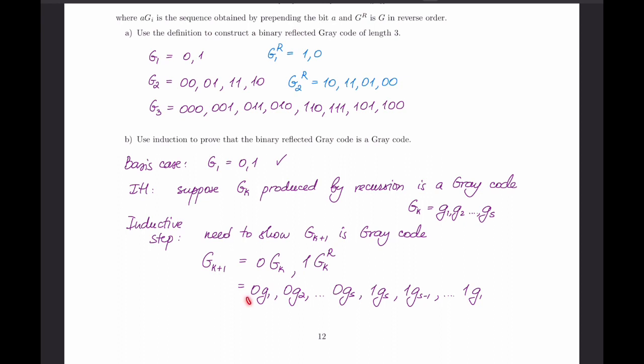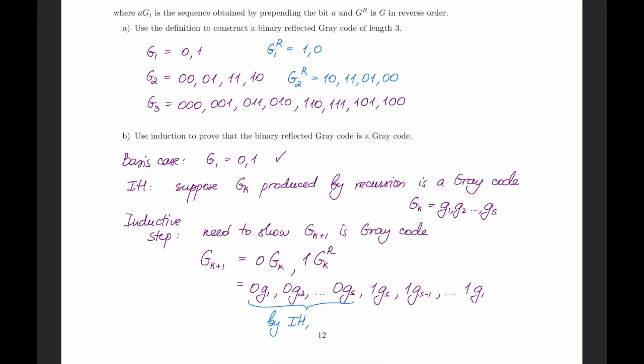I also noticed that, for example, if I look at these elements, all of them have 0 in the front, and the rest are the parts that were the original gray code on k-bit words. So G1, G2, all the way up to GS differ in 1 bit exactly, and prepending them all by 0 does not change that property. So by inductive hypothesis, we can conclude that these differ by 1 bit.